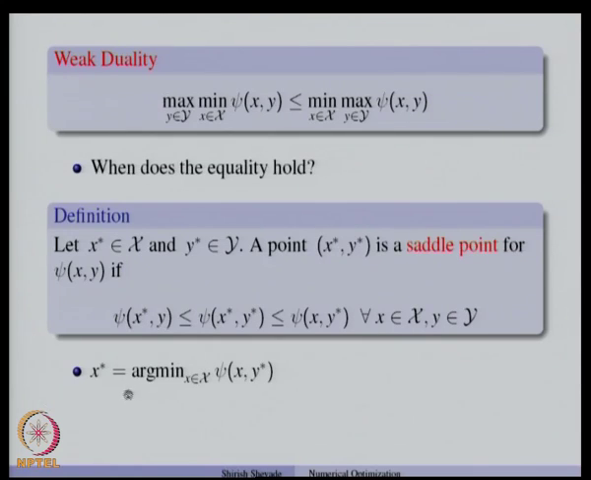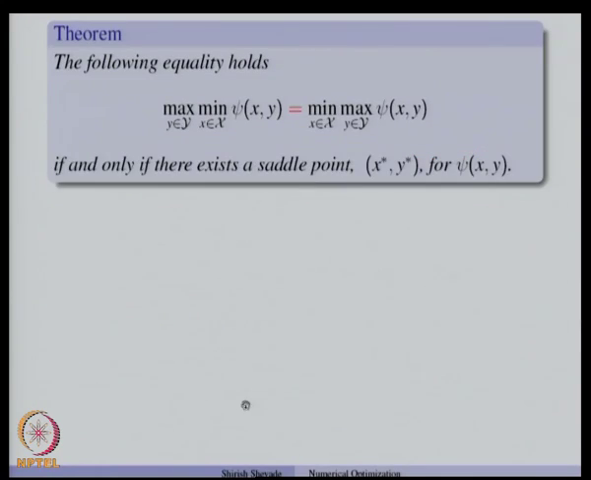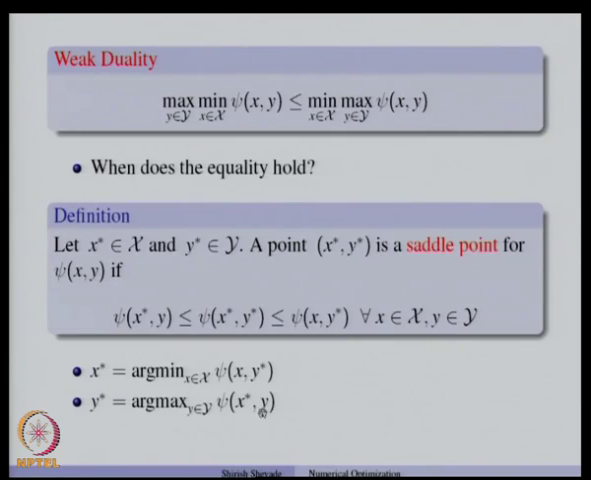Now, as you can see here, x star is obtained by fixing y star and minimizing the payoff function psi x y star over the set script x. And similarly, y star is obtained by maximizing the payoff function, keeping x star fixed and changing y.